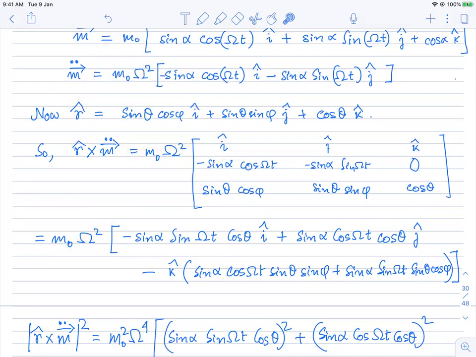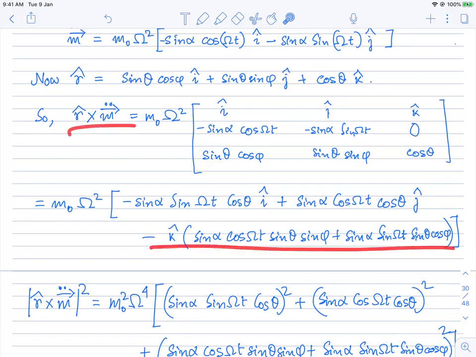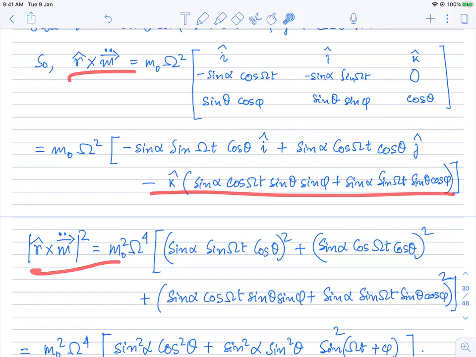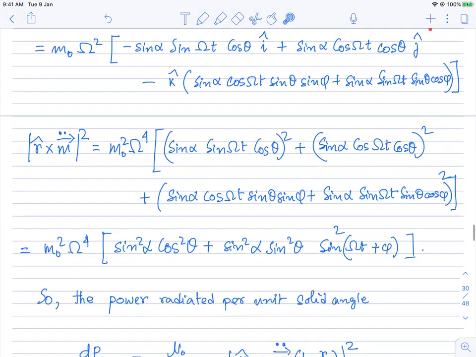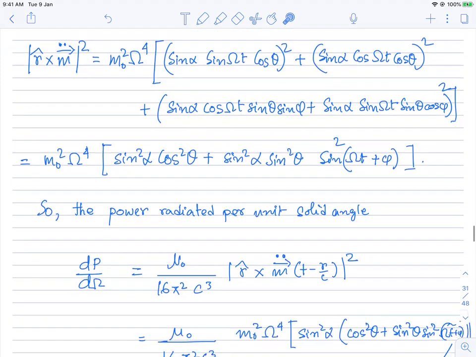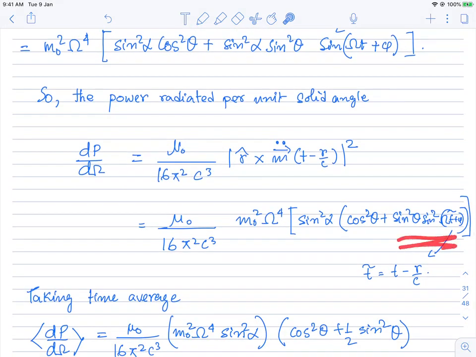Okay, so we would be interested in the mod of this square. But you can just work it out bluntly if you wish. You can take the cross product, find the cross product, and then find the square of this thing, ijk, and then evaluate this object. And once you evaluate this object, then you can take the time averaging.